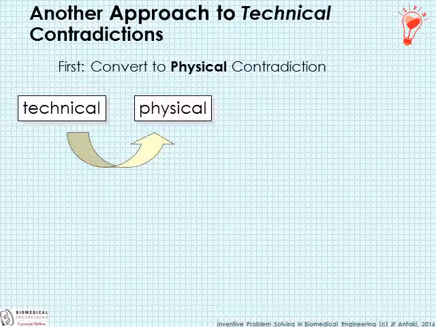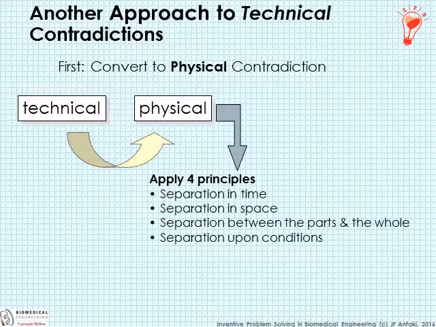If you haven't noticed already, you can convert technical contradictions to physical contradictions and vice versa. Why would you want to do this? Well, because the technical contradictions involve 40 inventive principles, and I confess there's actually more than 40, so it can become unwieldy. On the other hand, the physical contradictions are addressed using those 4 handy-dandy separation principles.